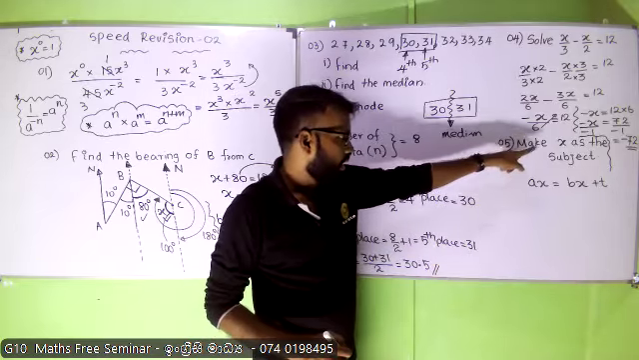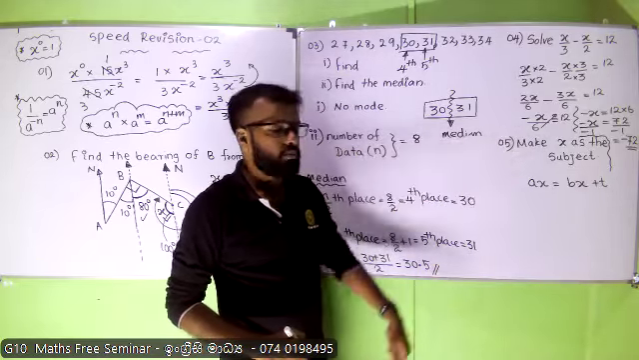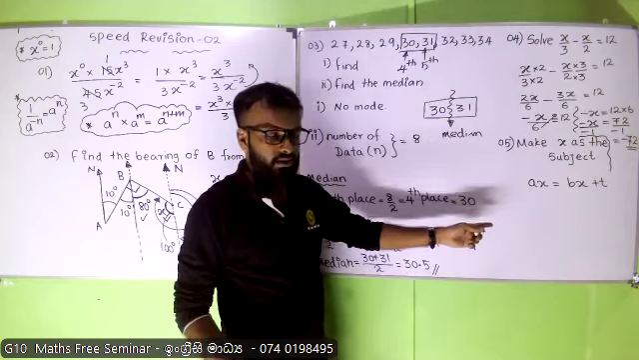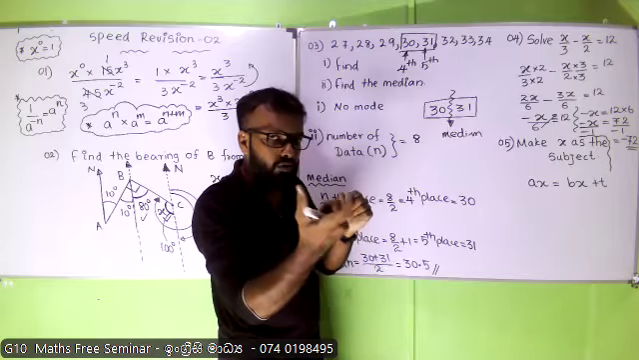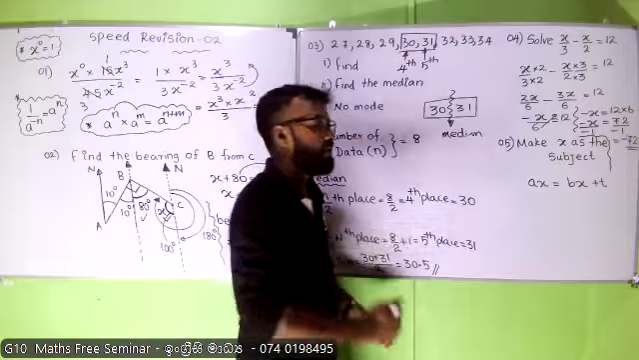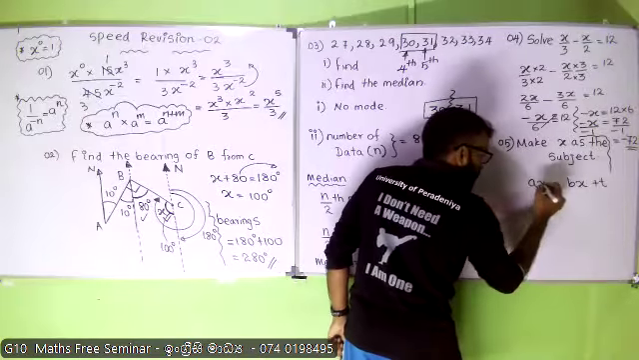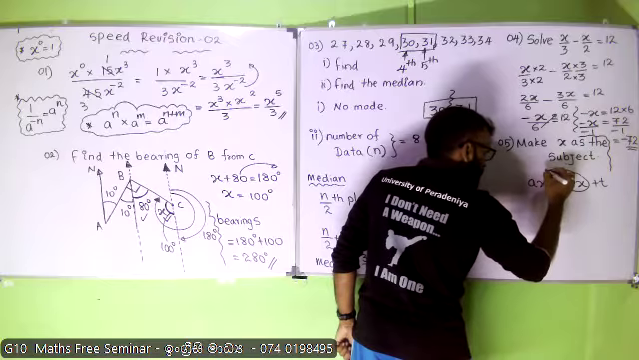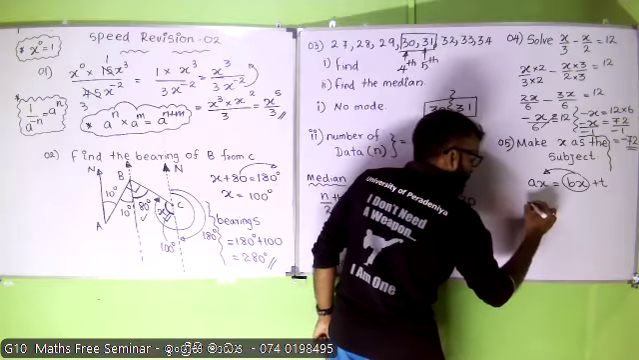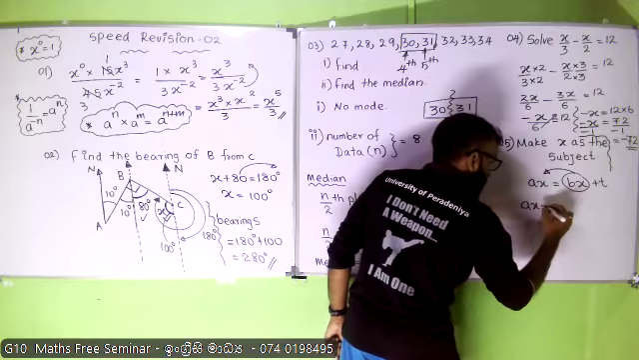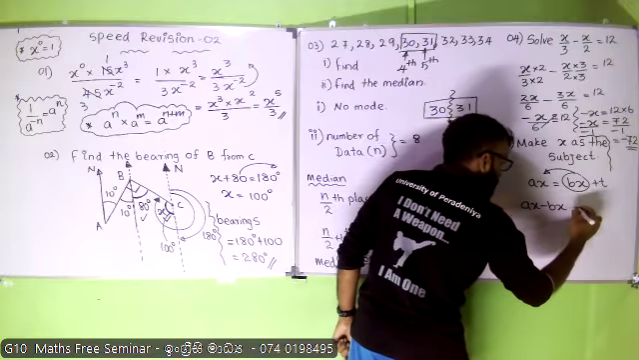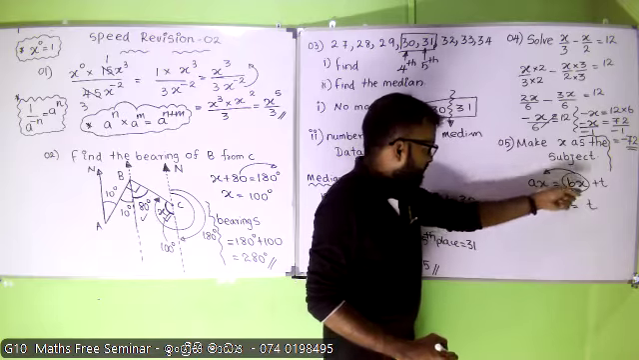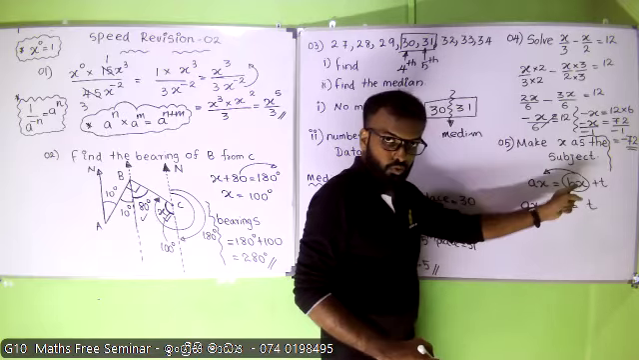So, last one: make x the subject. In two different places you have x. First of all, you need to make sure that those two x's are in a single place. So here you have x and here you have another term. Take it to this side. So I get ax minus bx equals t.